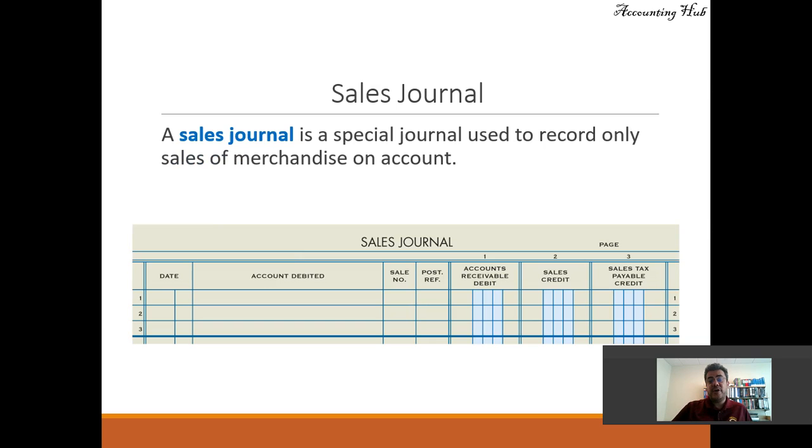And then a sales journal. What do we have? The account debited, so for whom we are selling it, sales number and the code of this account debited, accounts receivable, sales credit, and sales tax payable. So here is only to record merchandise on account. Merchandise on cash, we don't need it. Because it's cash, we don't need to control who is purchasing.